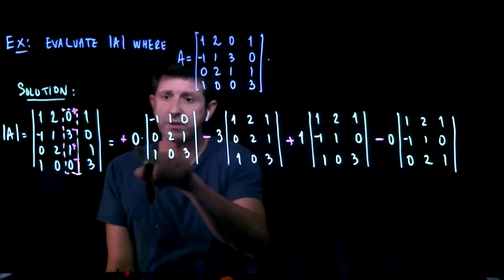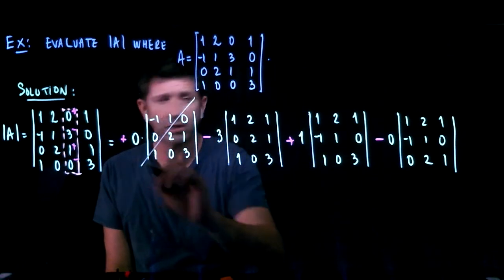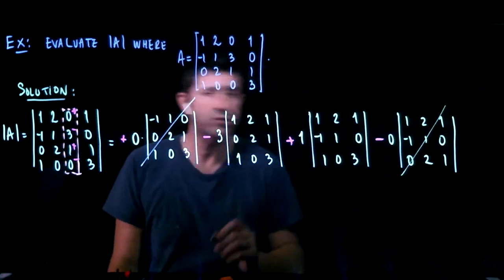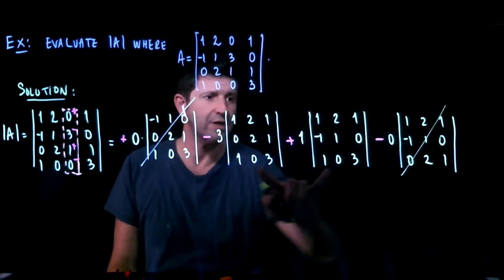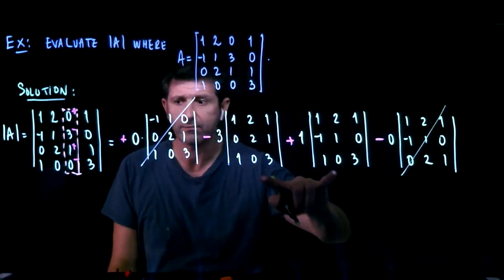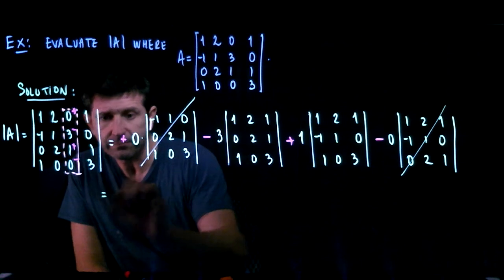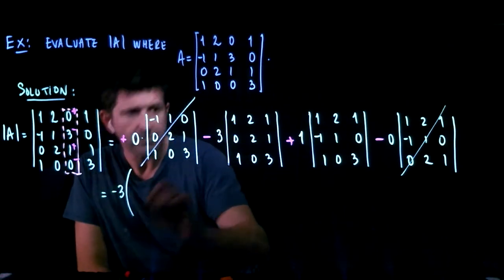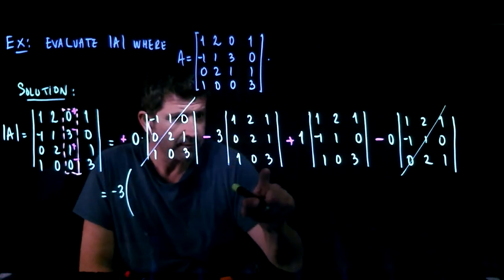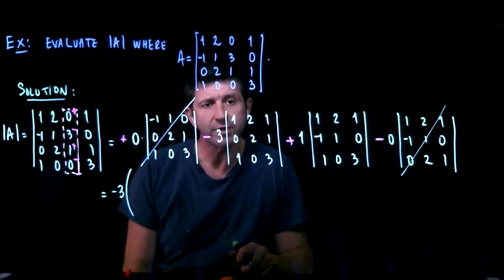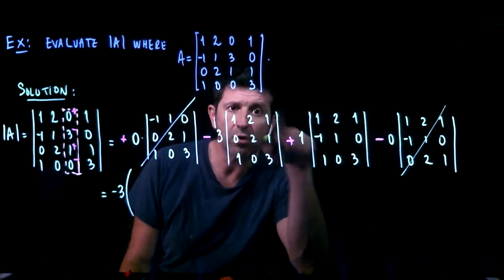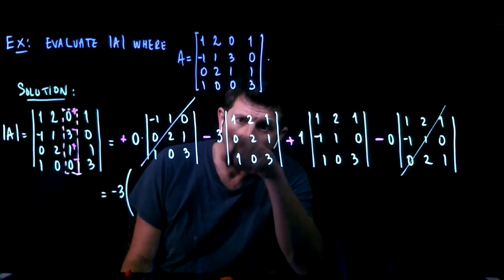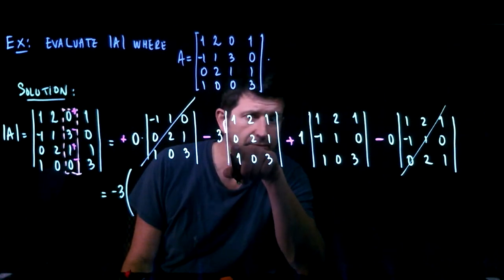But of course, this is 0, so I don't need to calculate this one. I'm not going to waste time with this one because anyway, it's going to be 0. So I just need to calculate these 2 determinants now. Let's go. Equals, so negative 3 times. And now I want to do the determinant of this. So again, I'm going to expand with respect to any row or any column. I will take column 1 because there's a 0 here.